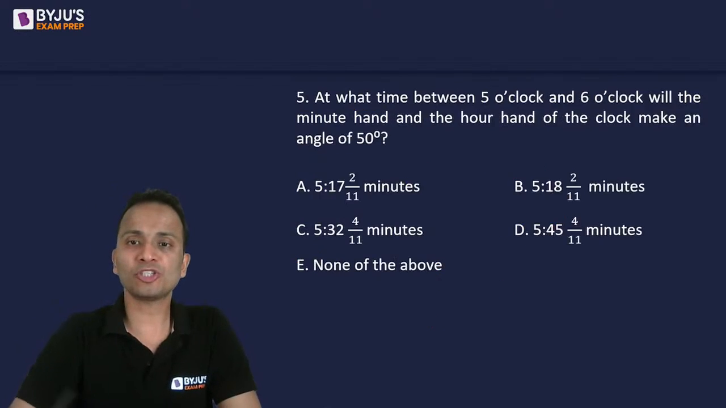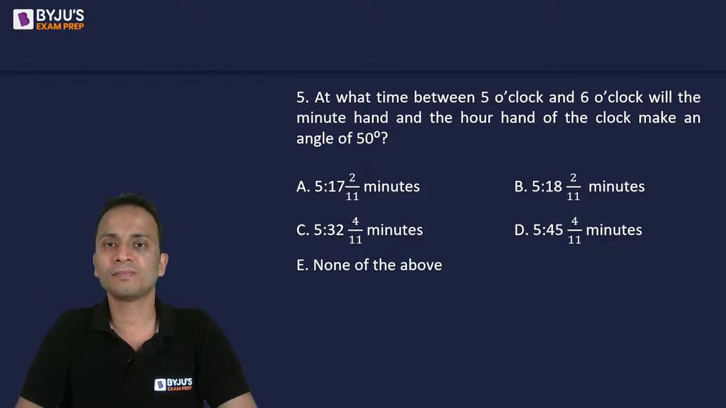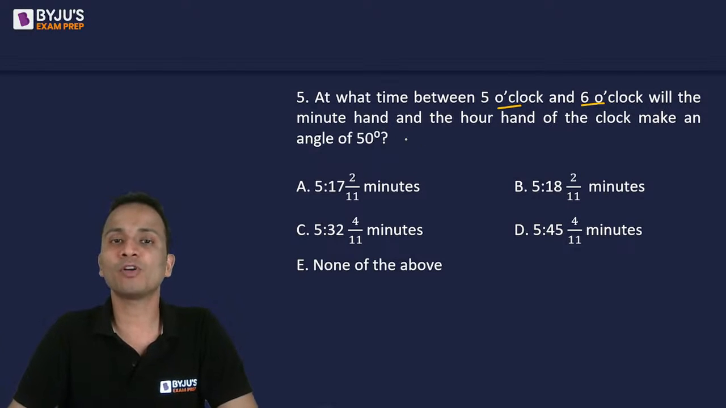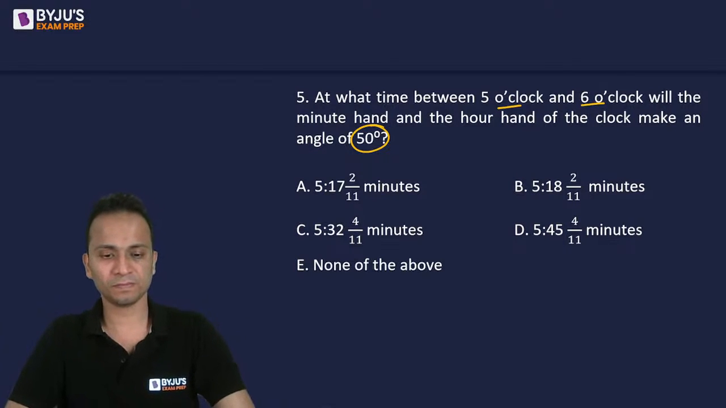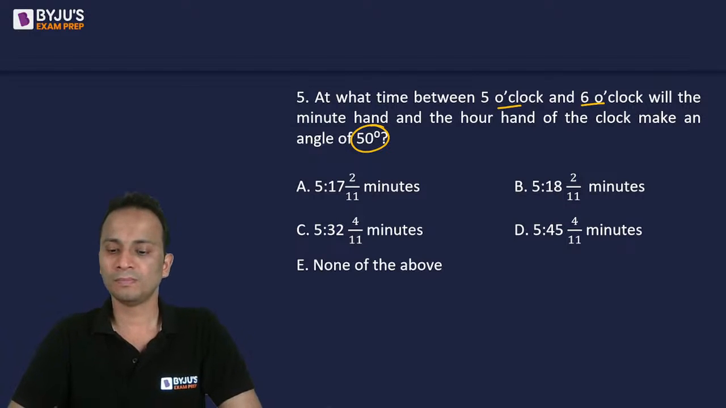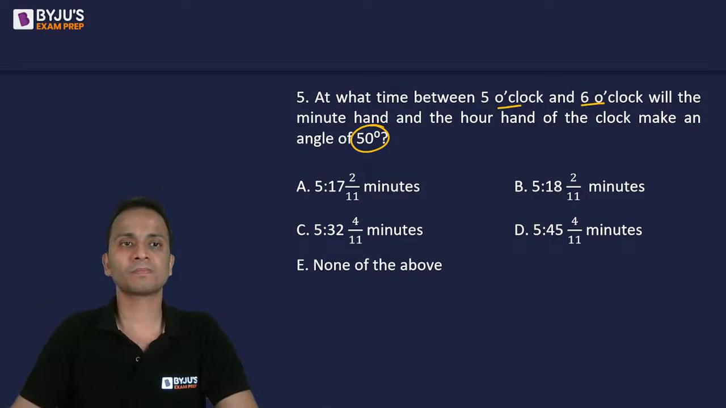All right. Next question, question number 5. At what time between 5 o'clock and 6 o'clock will the minute hand and the hour hand of the clock be at an angle of 50 degrees? Now, once again, the application of the same formulas that I have written. Now, let me write both the formulas.